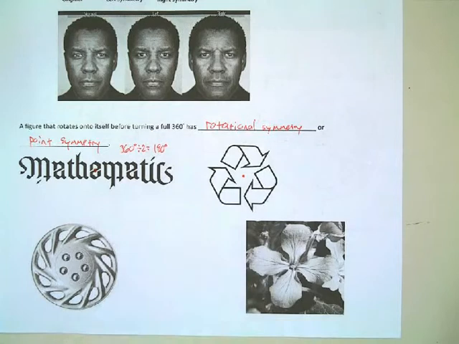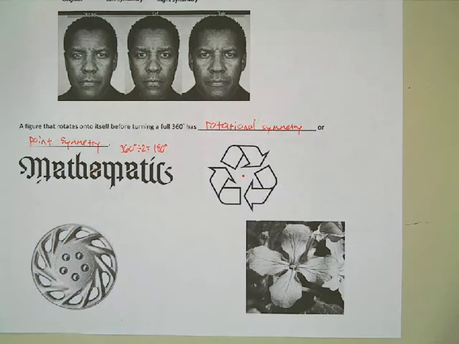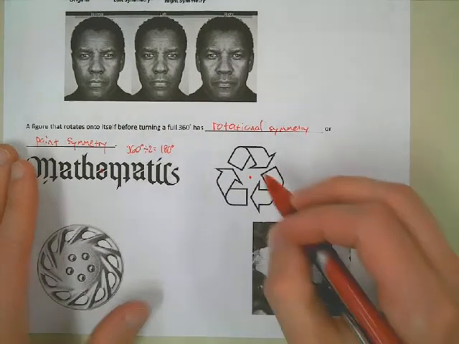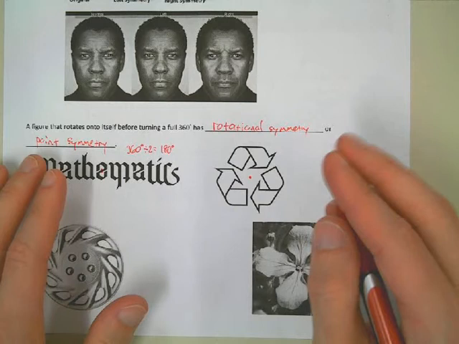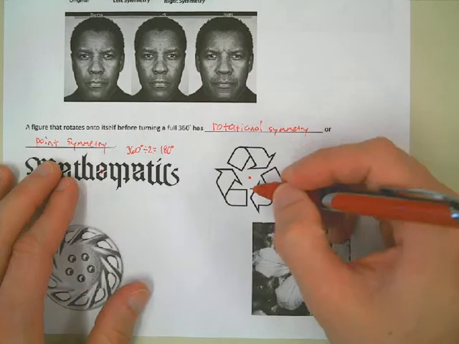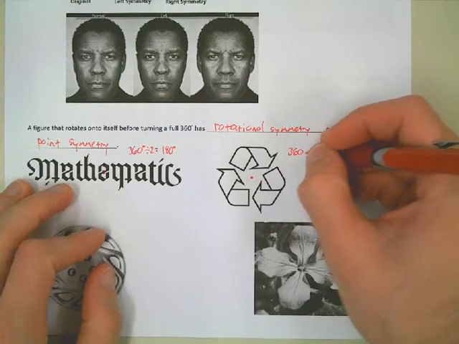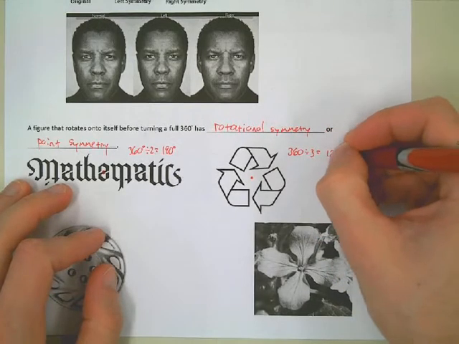So how can we figure out what the actual degree of rotational symmetry would be here? What can we do? If it takes 3 turns, yeah. Exactly. So if it takes 3 turns to go a complete 360 degrees, then we'll just do 360 divided by 3. You got it. Good job. Which is 120. So 120 degree rotational symmetry.